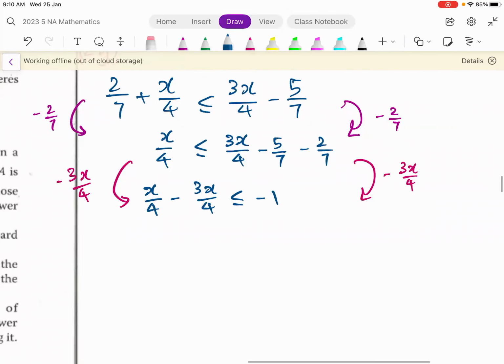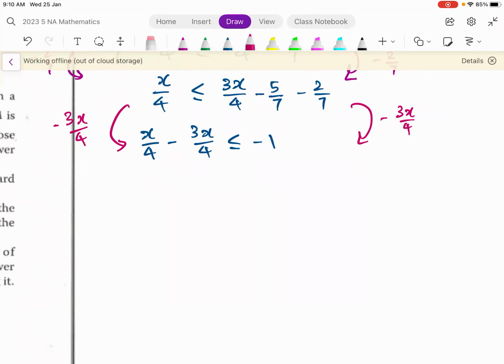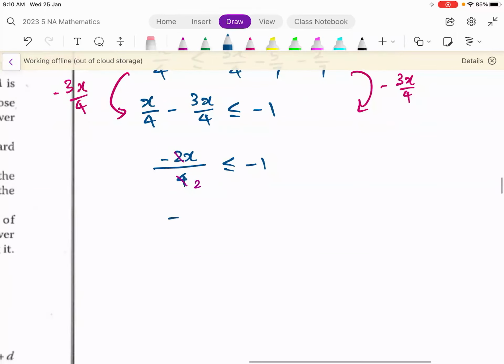Now on the left-hand side, I have denominators the same, 4 and 4. So I can combine them already. Primary school teacher told me that over 4, numerator minus numerator. So x minus 3x, I get negative 2x, less than or equal to negative 1. And then my primary school teacher also told me, 2 numerator, 4 denominator, I can simplify. So I take my pencil, this becomes 2. So now I end up with negative x over 2 less than or equal to negative 1.